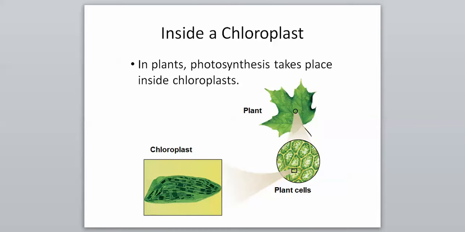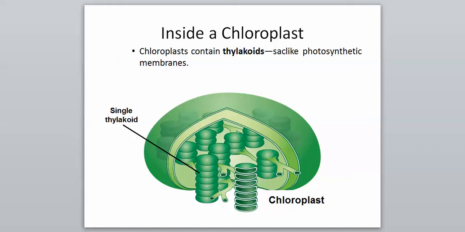So in plants, photosynthesis takes place inside the chloroplast. We've all heard of this organelle before, so this should not be news to anyone. It should be review that photosynthesis occurs inside of the organelle called the chloroplast. So now we're going to get an in-depth look at the chloroplast.